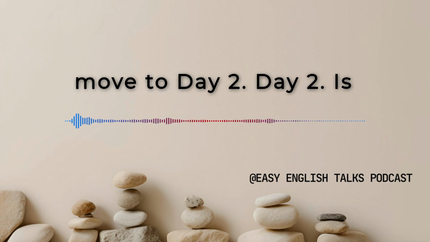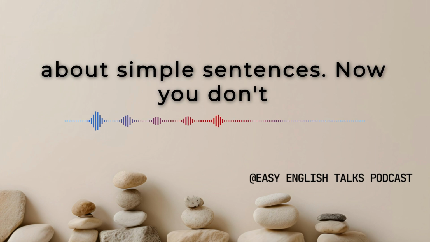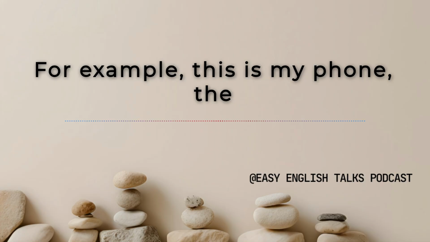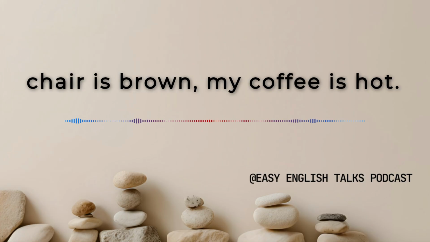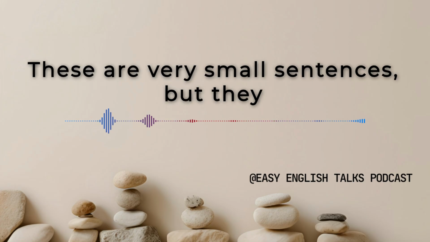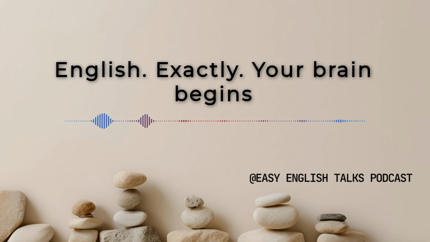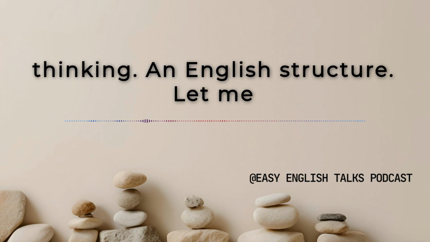Okay, now let's move to day 2. Day 2 is about simple sentences. Now you don't just say words, you say short sentences. For example, this is my phone. The chair is brown. My coffee is hot. These are very small sentences. But they help your brain start building ideas in English. Exactly. Your brain begins thinking in English structure.